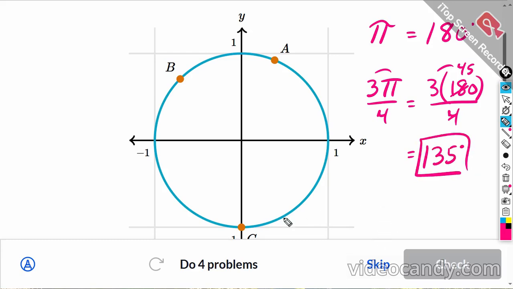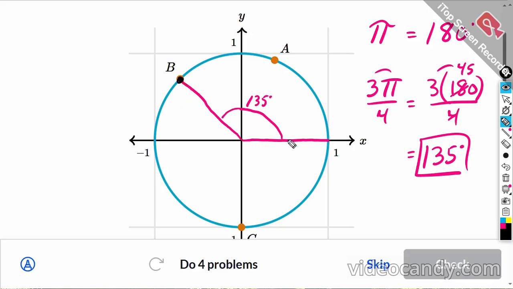So if we go to the unit circle, remember we said the arm of the angle on the unit circle starts on the positive x-axis. And we go counterclockwise. So we're going to 135 degrees. Okay, from here to here is 90. And then a little further than that would be 135. So this right here is clearly going to point B.